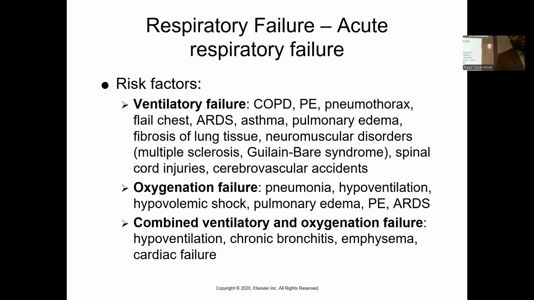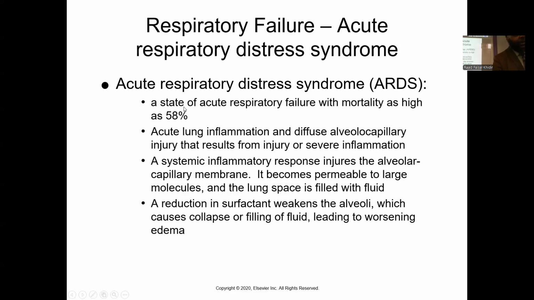And there's oxygenation failure. So you have pneumonia, hypoventilation, hypovolemic shock, pulmonary edema. Sometimes there's a combined ventilatory and oxygen failure. So that's the worst prognosis, if a patient has both, combined ventilatory and oxygen failures. And you have hypoventilation and chronic bronchitis, emphysema, and cardiac failure.